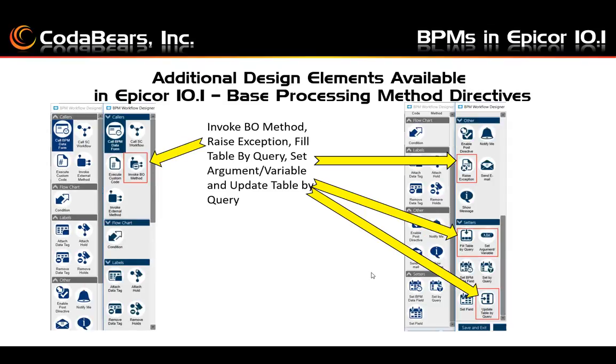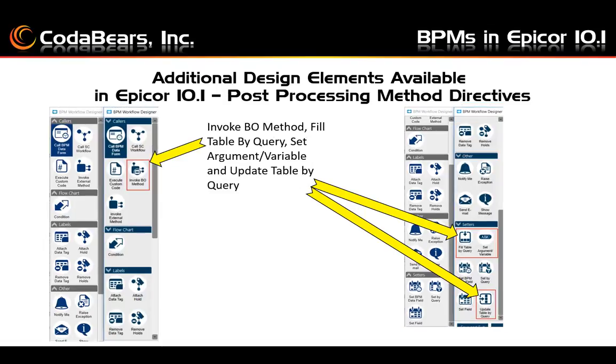This slide shows the differences that are available with the base processing method directives. We have the same difference in the callers area, that we include a new element called invoke BO method, and the same new design elements in the setters area that include the 3 new design elements as were in the pre-processing. However, we also have a new element for designing in the other category, and that is the raise exception element that was not included in version 10.0.700 in base processing method directives.